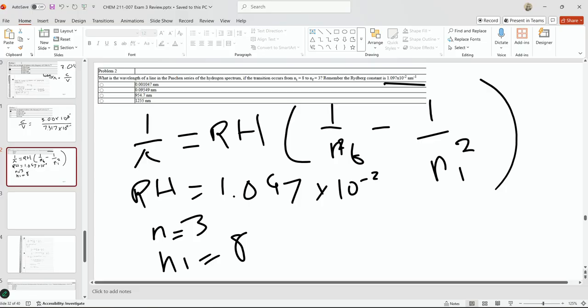So I mean, it's equal to negative 1.047. Wait, did I do it wrong? Yeah, it's not negative. Sorry, I put the... So it's gonna be 3. It's gonna be 8. So it's gonna be positive.